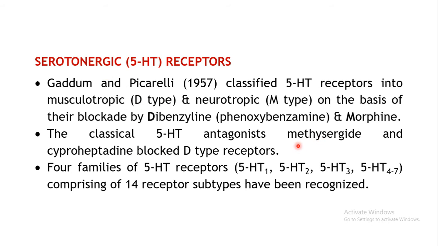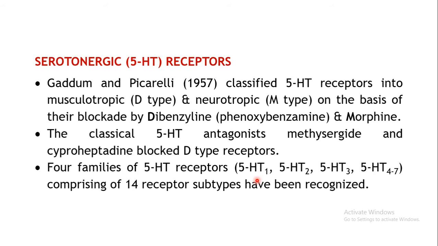Now there are a number of 5-HT receptors which have been discovered. All of these 5-HT receptors have been cloned and well classified into different types. Basically they are divided into 4 families.